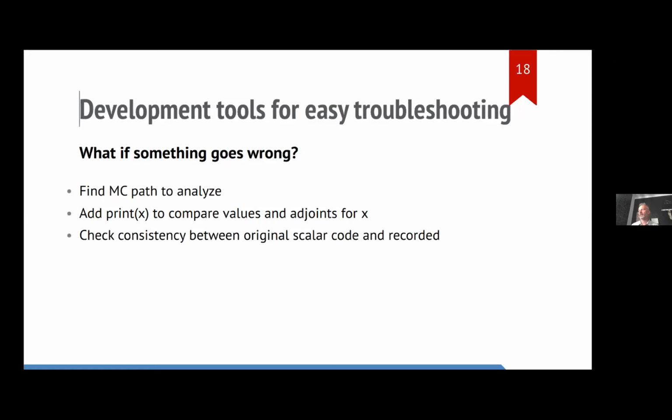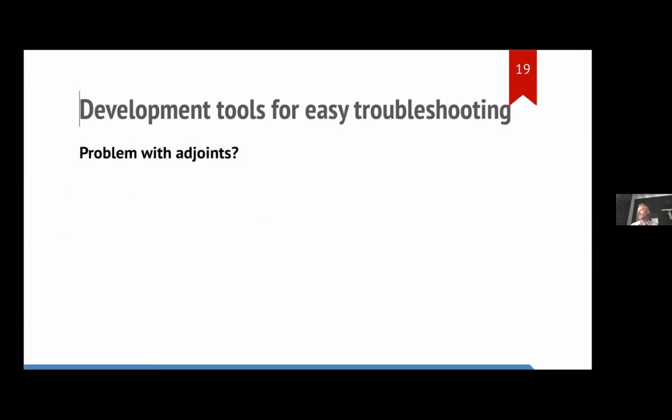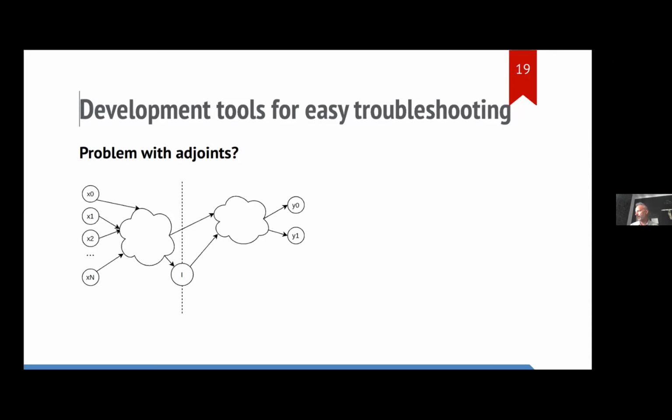So what do you do with these adjoints? You first want to make sure that the code is producing correct results for your original scalar code and for the recording, for the values, not for the adjoints. So once you are sure that the values for all Monte Carlo passes are aligned, what if there are problems with adjoints? And this is a very neat trick that we have. You have this kind of evaluation graph. You have inputs on the left, results on the right, and some variable in the middle.